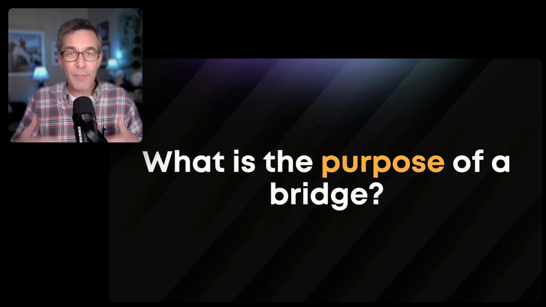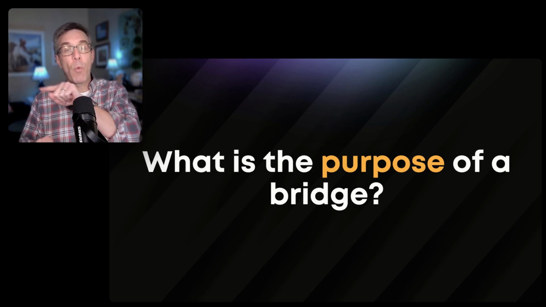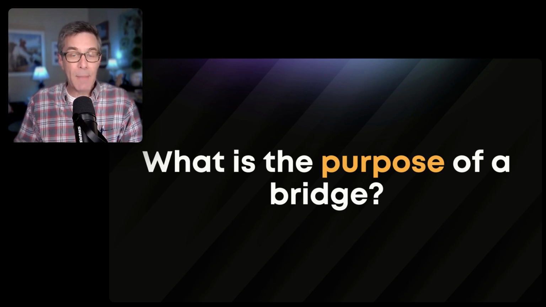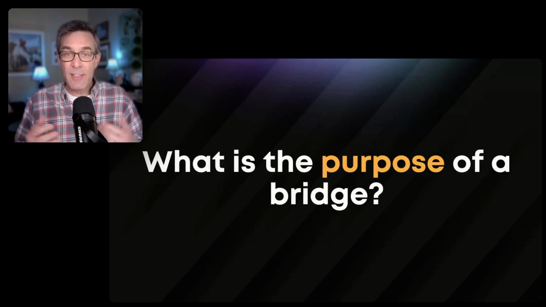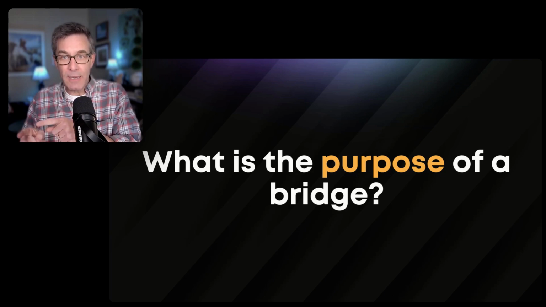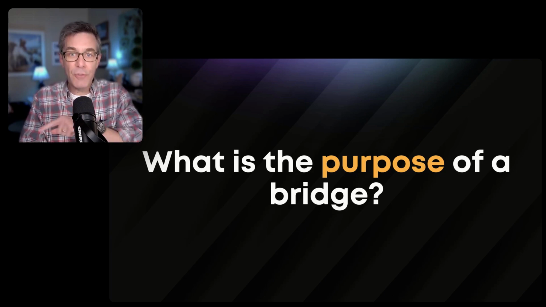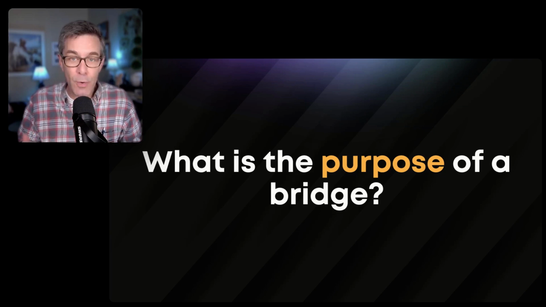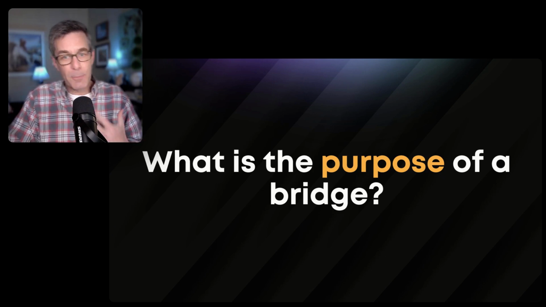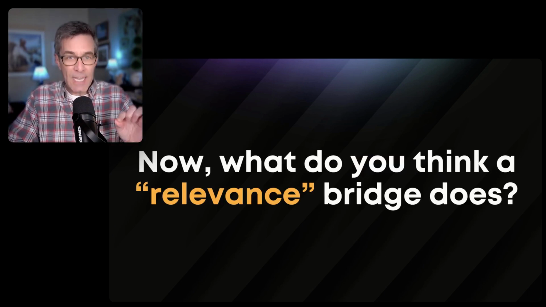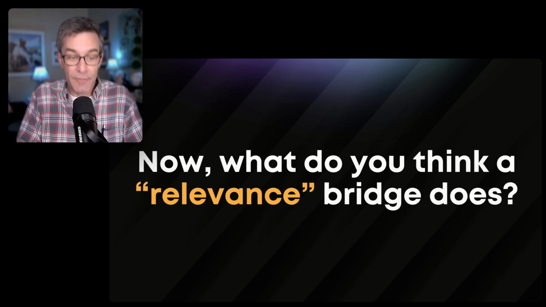It might be over a river. They need a bridge to cross over from one side to the other. It might be a ravine that they cannot cross unless there's a bridge built for them. So in the most simple terms, what is a bridge? It's a way to get from one place to another and crossing over in a way that we couldn't do otherwise. So what we're doing with the relevance bridge, the way this applies to a sermon, the key word is relevance. What do you think a relevance bridge is doing?